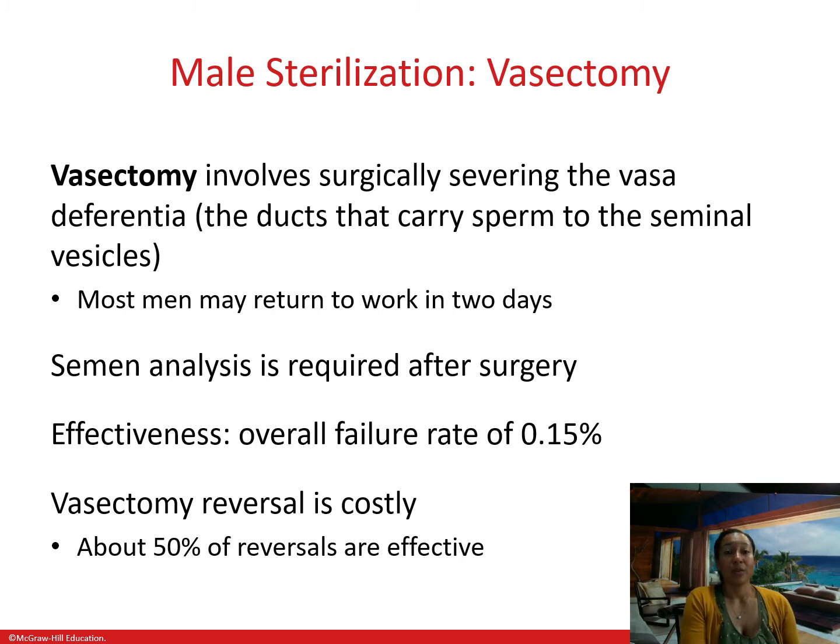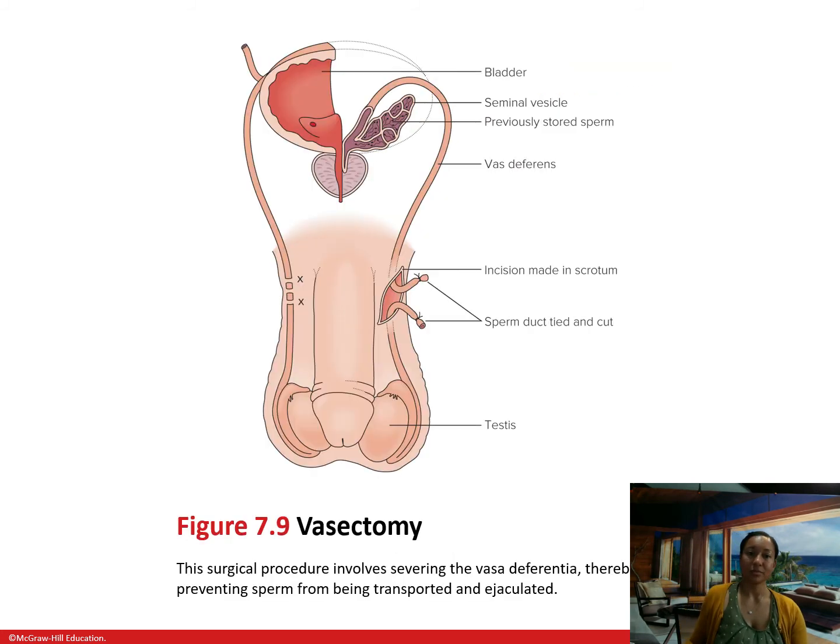All right. Effectiveness, overall failure rate is about 0.15%. So it's really low, but again, not guaranteed. None of these are absolutely 100% guaranteed. The reversal for a vasectomy can be costly, and the success of that reversal is about 50% effective. All right, so here's an example of what happens. Again, they are surgically able to create an incision on the external genitalia, and they are able to reach the vas deferens, go ahead and create a cut, and tie them off.